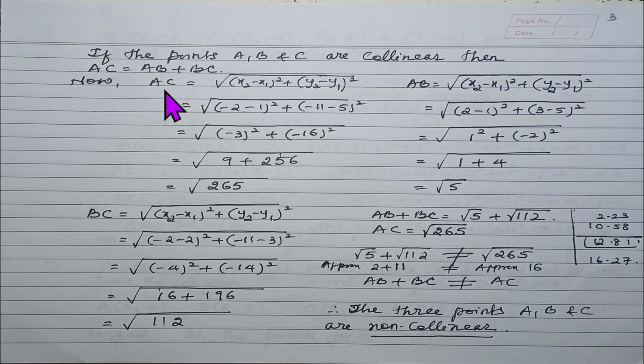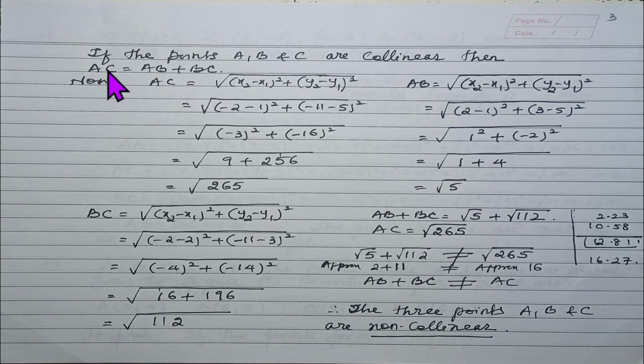So let us find out AC first. To find AC, I have again used the distance formula here, (x2 minus x1) whole squared plus (y2 minus y1) whole squared. Substituting the values of x1, x2, y1, y2, we get root of 265. Similarly, we have found out AC here, now find out AB. Then AB will be, again substituting the values of x1, x2, y1, y2, root of 5. Now find out BC. BC is equal to, again substituting the values, I have got the value as root of 112.